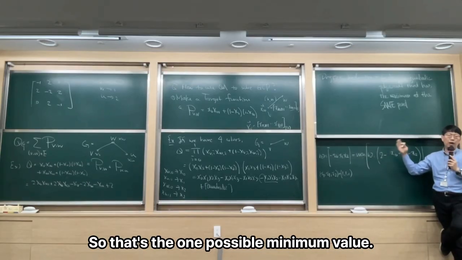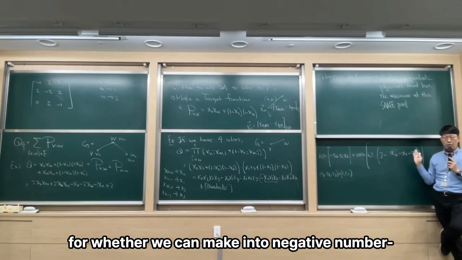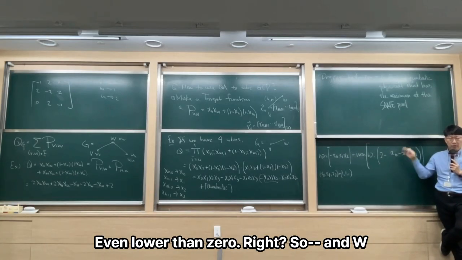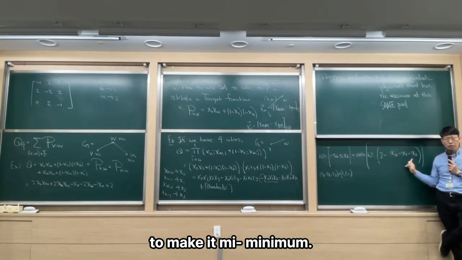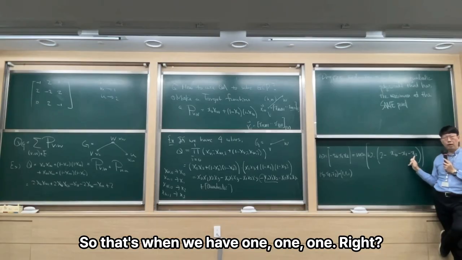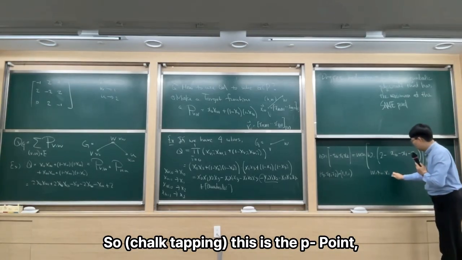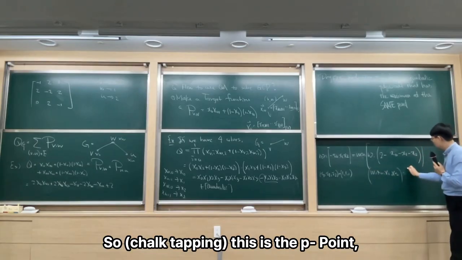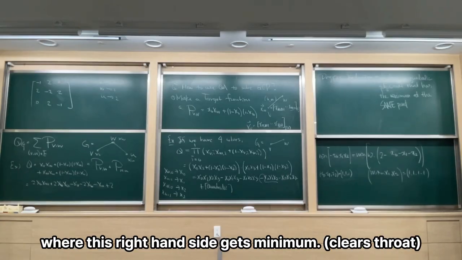So that's the one possible minimum value. Let's assume that W is 1 now, and we have to search for whether we can make it into a negative number, even lower than 0. So when W is 1, we have to make this into a negative value to make a minimum. So that's when we have 1, 1, 1, right? This is the point where this right-hand side gets minimum.